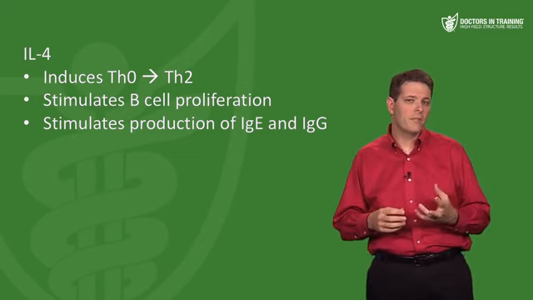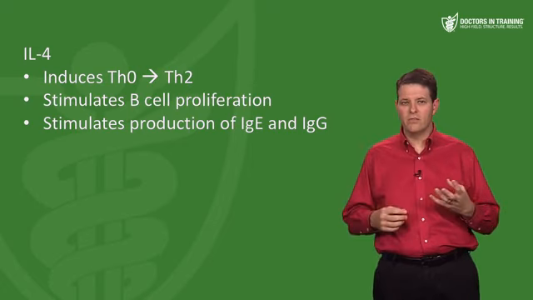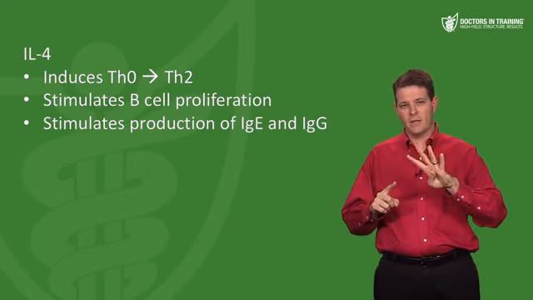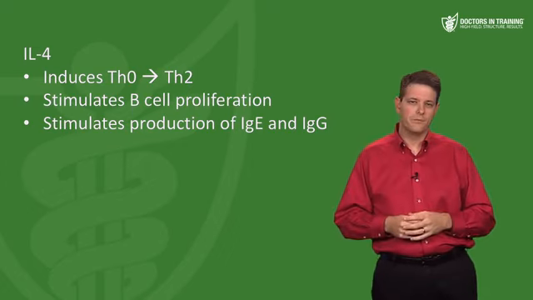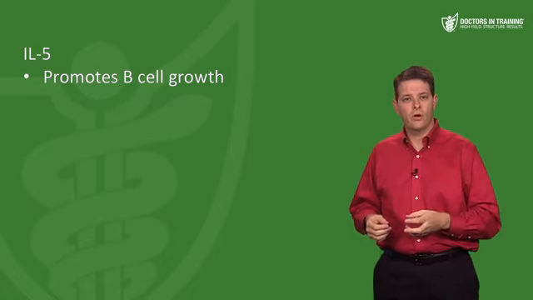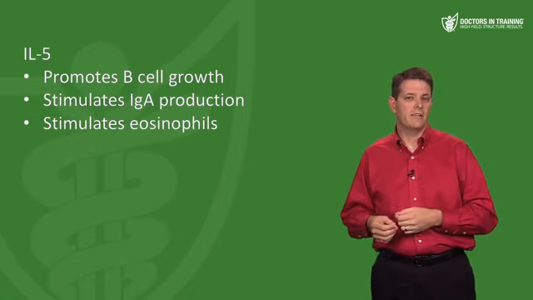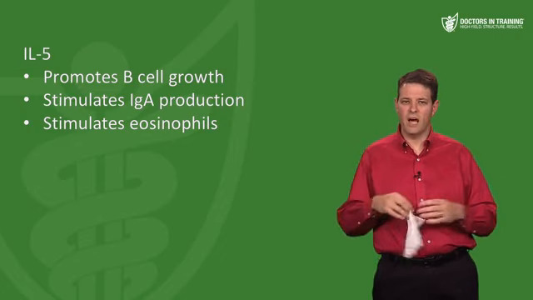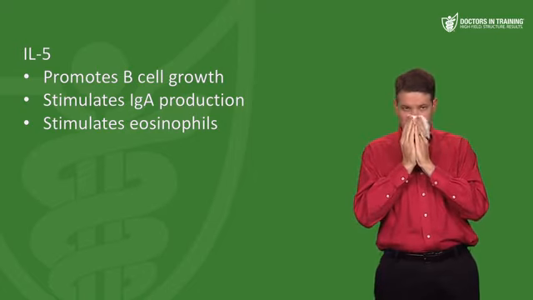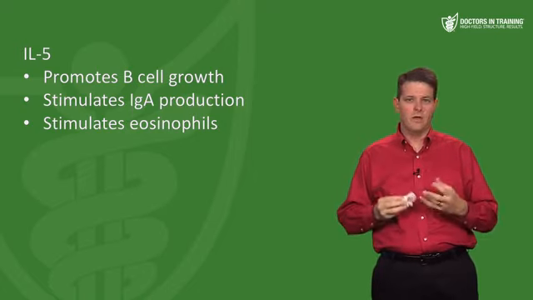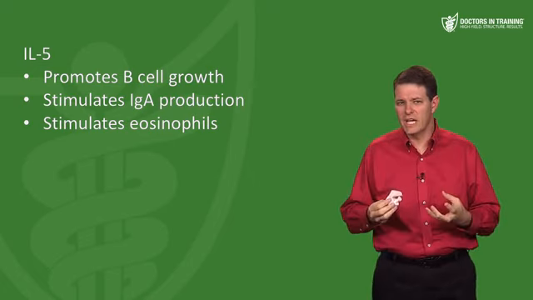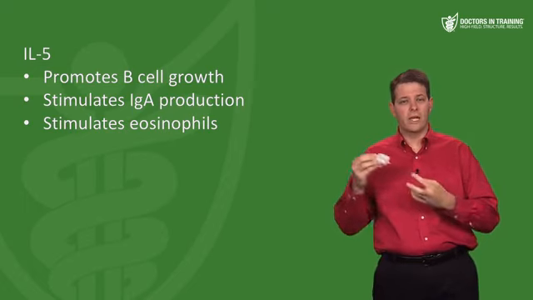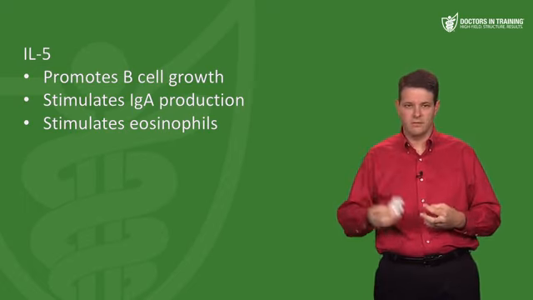So one student suggested the mnemonic beg for it. The BEG is for B cell proliferation, IgE, and IgG, and then it's beg for it, like the number 4 for IL-4. And then IL-5 promotes B cell growth and stimulates production of IgA and stimulates eosinophils. So it might help you to associate IL-5 with snot. Think about mucus containing lots of secretory IgA. And then also think about mucus with allergies, and eosinophils are associated with allergies. So again, you can associate IL-5 with mucus.